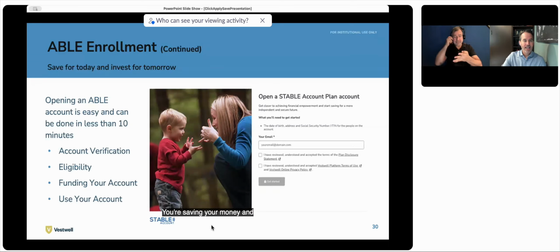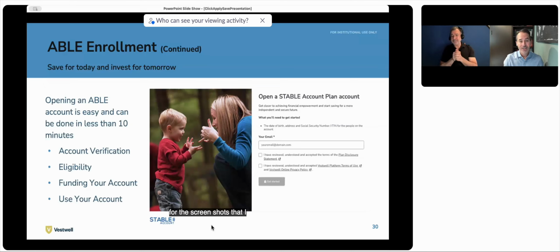Before we move on, I'd like to just highlight one thing. On the right-hand side, this would be the first thing that you're coming to when you're opening an account. I've selected Stable, which is Ohio's ABLE savings program. It was the first ABLE savings program to launch nationally back in 2016. I'm just using them as an example for the screenshots that I selected here.